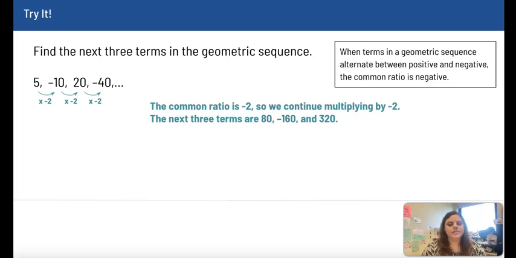That times -2 is -160. And that times -2 is +320. These are the next 3 terms of this geometric sequence.